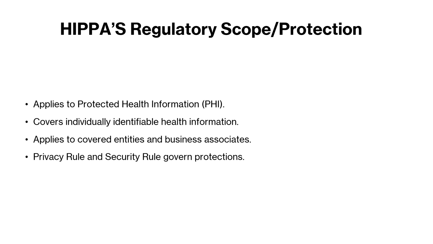HIPAA's regulatory scope and protection applies to protected health information, PHI. It covers individually identifiable health information, applies to covered entities and business associates, and the Privacy Rule and Security Rule govern protections.